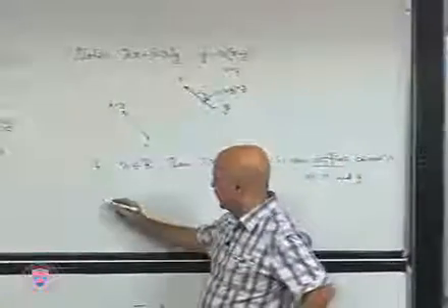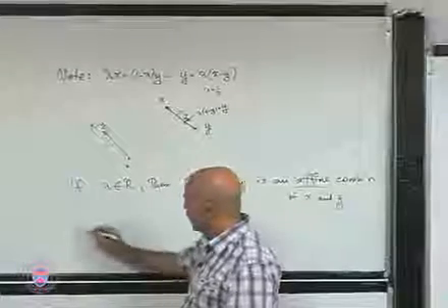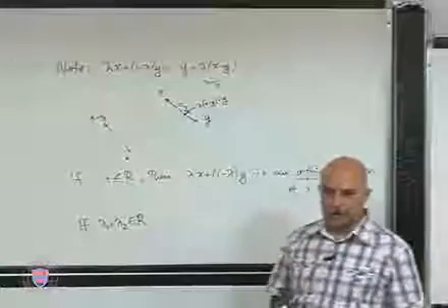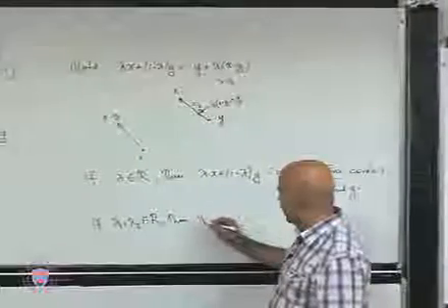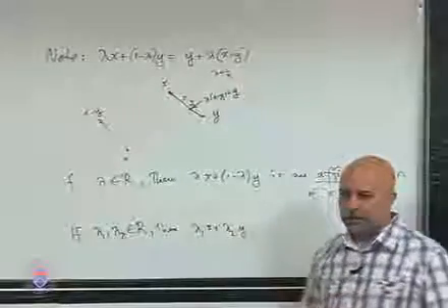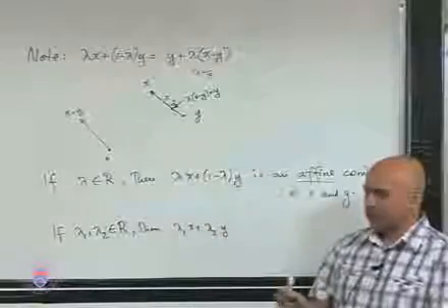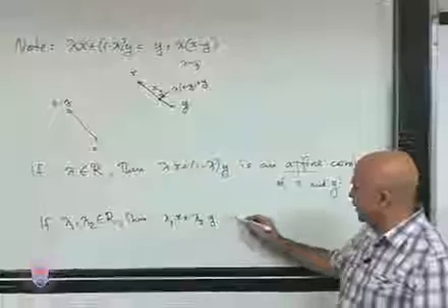So, if lambda 1, lambda 2 are arbitrary two real numbers, then lambda 1 x plus lambda 2 y. In this case, there is no restriction on how you choose lambda 2. In the other cases, lambda 2 has to be 1 minus the first one. Okay? In this case, this is a linear combination.